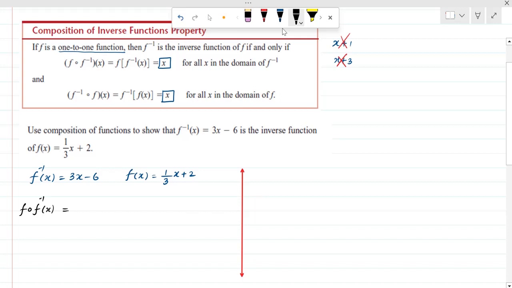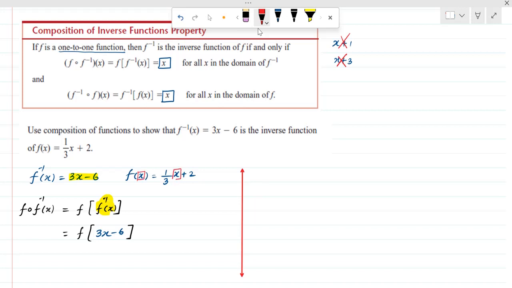So actually, what is the composition here? It is f of f inverse of x. So I just write f of f inverse. What is f inverse? This is f inverse, which is equal to this part, so I just substitute the value. Here you will get 3x minus 6. When it comes to f, wherever there is x, I have to replace x here. The remaining term will be the same.